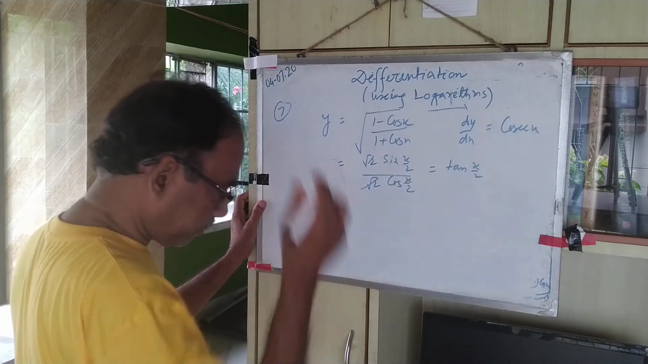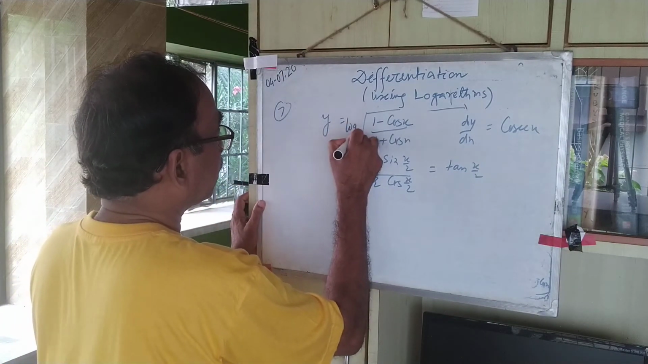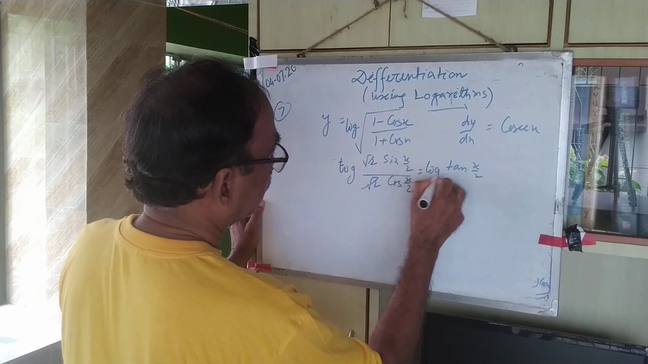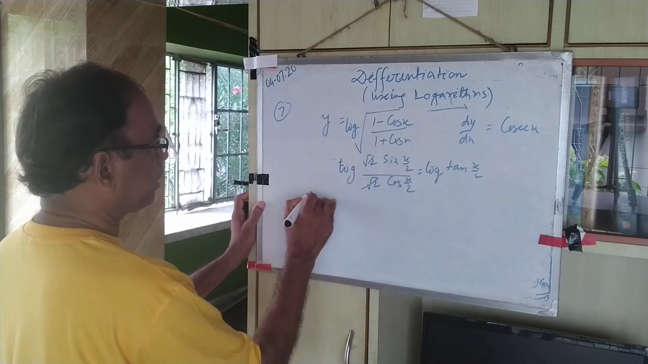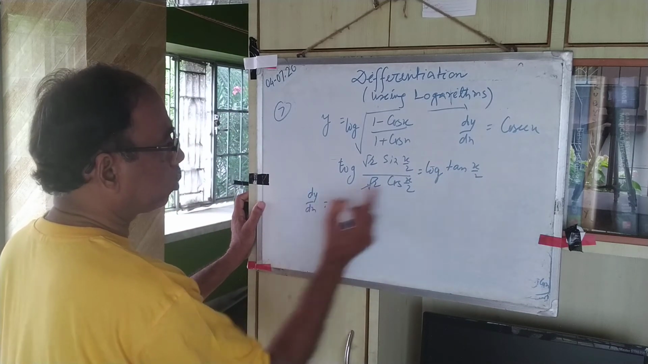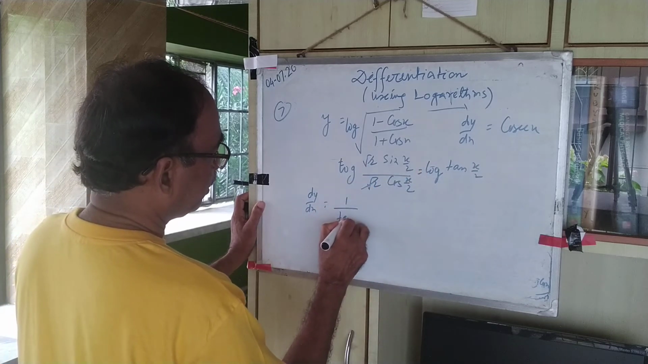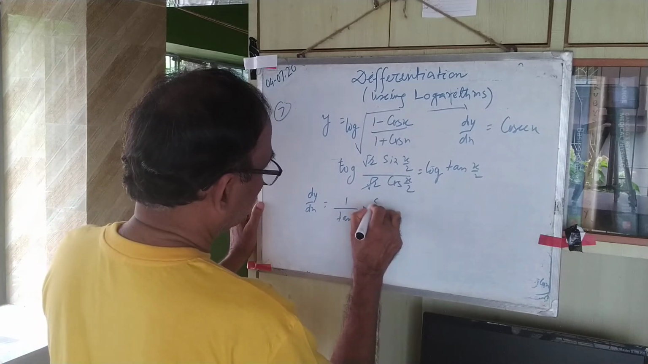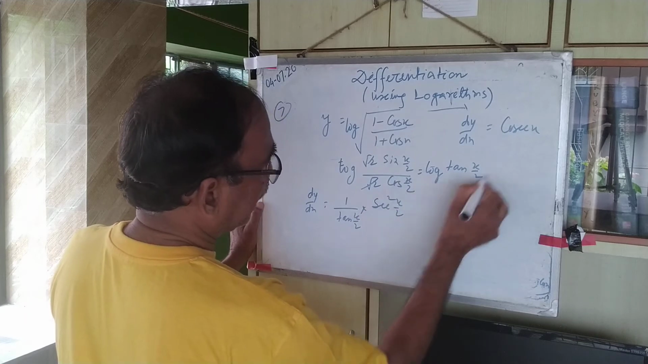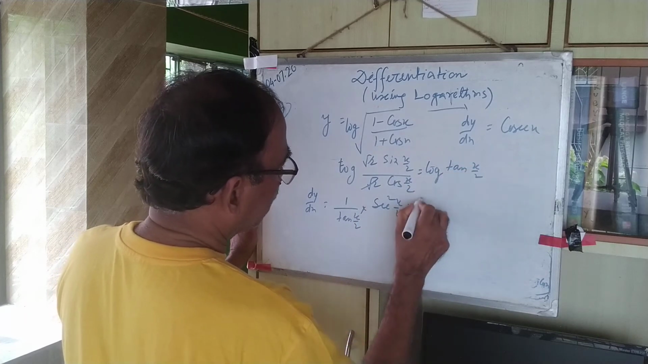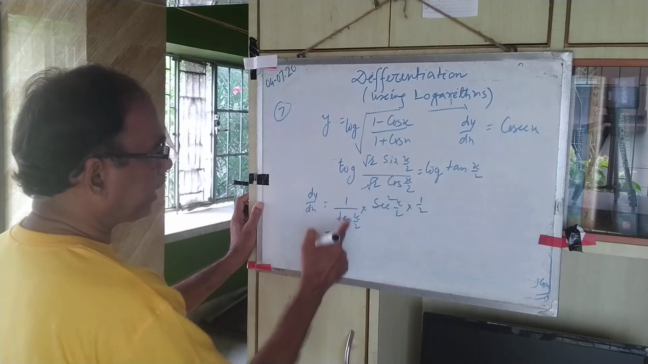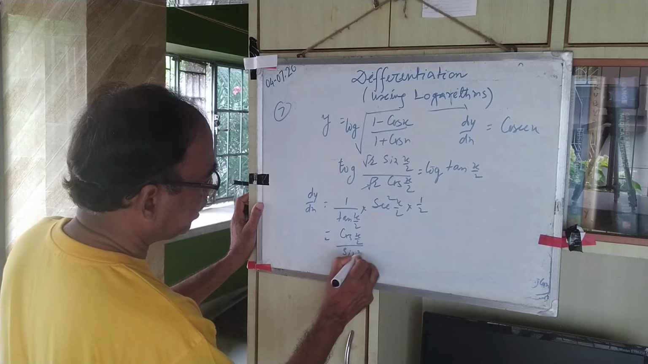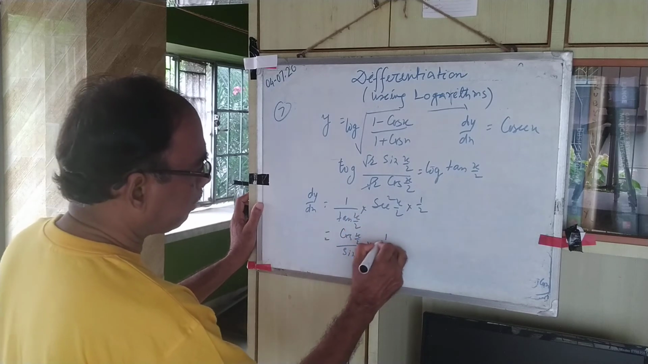Now, taking log of this, y equals log tan x by 2. Then dy by dx equals 1 by tan x by 2, which is cot x by 2, that is cos x by 2 by sin x by 2. Then the derivative of tan x by 2 is sec square x by 2, since the derivative of tan x is sec square x, then x by 2 gives a half. Sec square x by 2 is 1 by cos square x by 2.